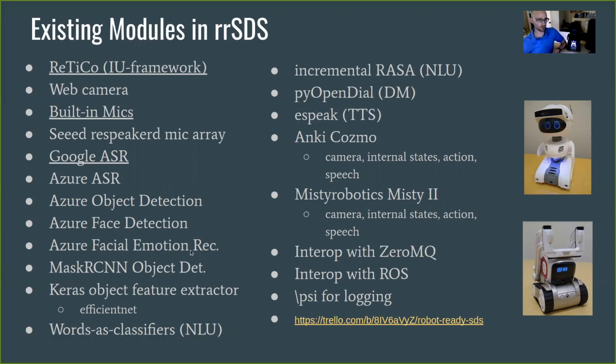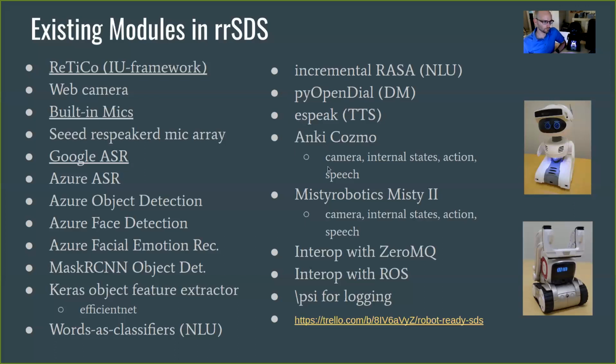And then our NLU is a grounded language understanding component using the words-as-classifiers model. There's also incremental RASA for NLU. RASA, you're familiar with, is quite well used for chatbots and things, and it could be useful here for a robot. But anyway, we have an incremental version of it for our SDS. OpenDial, written by Pierre Lison, originally in Java, has been rewritten in Python, and we're using that as the dialogue manager. eSpeak is a speech synthesizer. We don't use it because we're using the onboard robot speech synthesizers, but it exists.